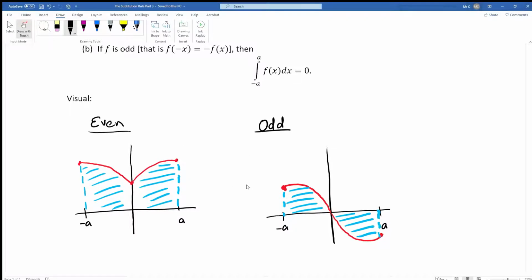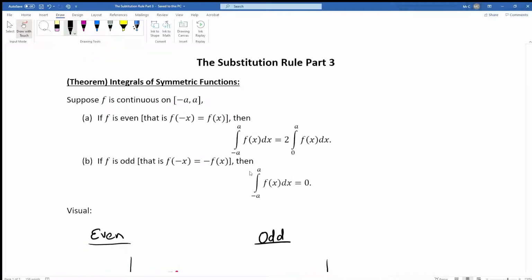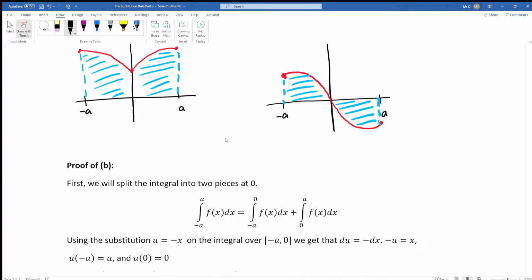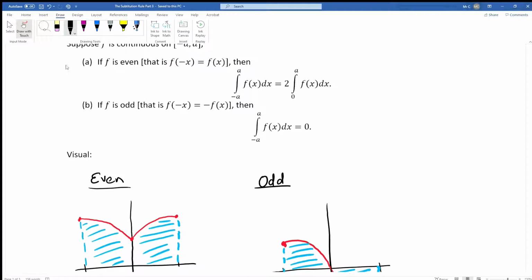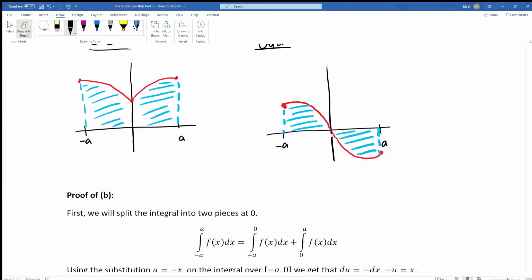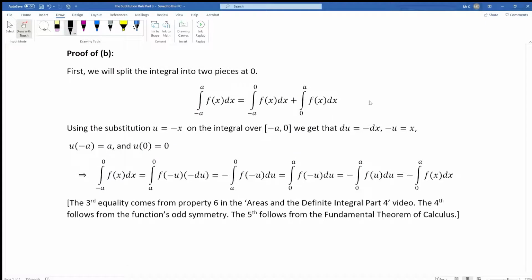Okay, well, the picture's good, and I think does a good job explaining it, but let's actually prove this. So we're going to prove this second one. So if f is odd, that is, f of -x equals negative f of x, then the integral from -a to a of f of x dx is 0. Okay, so if I have an integral from -a to a of f of x dx, I can split that integral up to the integral from -a to 0 of f dx and 0 to a of f dx.